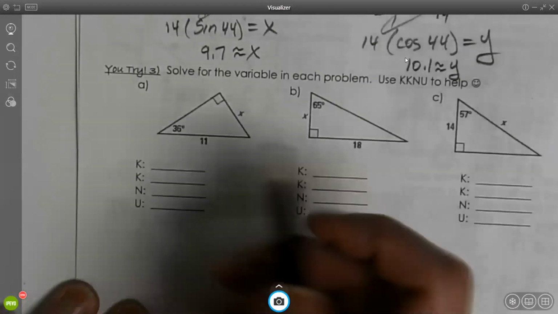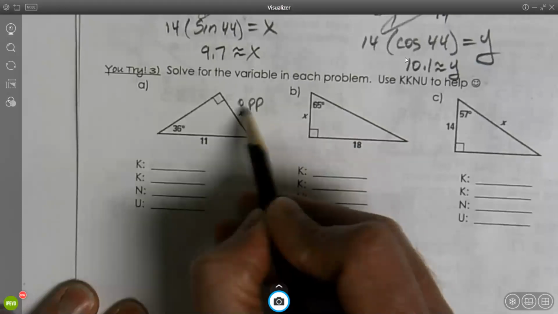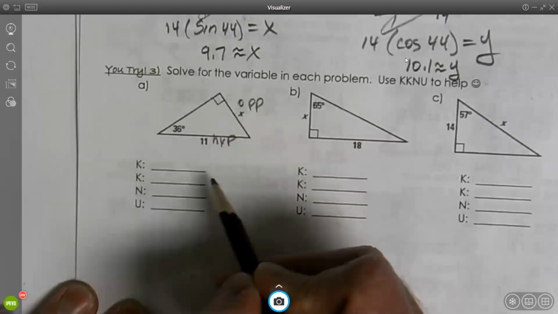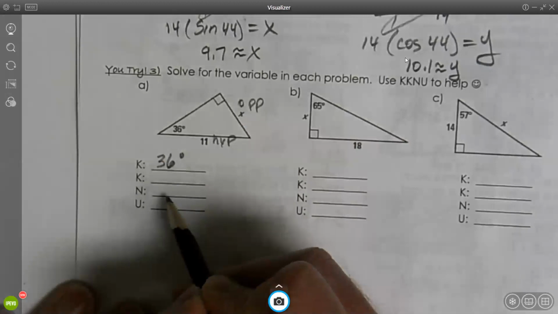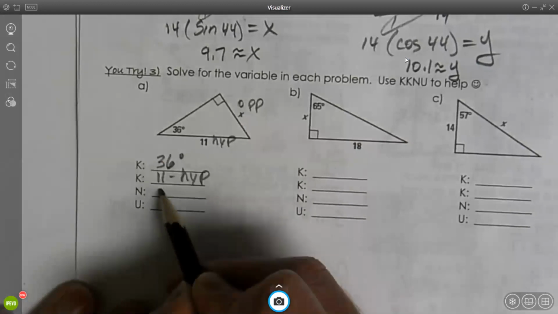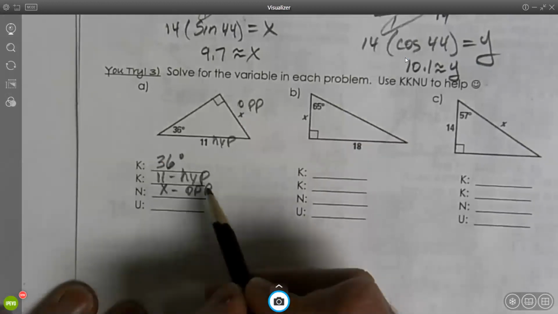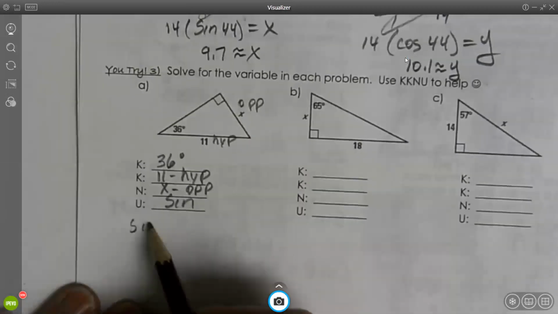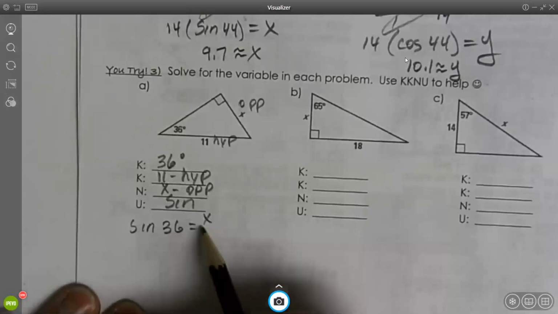So looking at the 36, the side opposite the 36 is of course the opposite side, and we also have the hypotenuse. So what do we know? We know the 36-degree angle. We know the 11, which is the hypotenuse. We need to know the x, which is the opposite side. So that tells us that we're going to use sine. So sine of our angle equals the opposite over the hypotenuse.